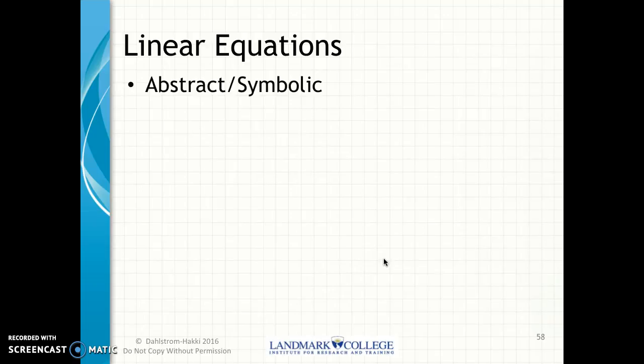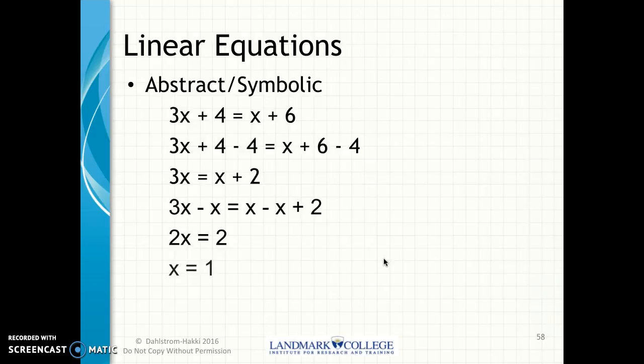And again, that can be bridged to a representational format, and then finally to the fully symbolic format, or straight to the symbolic format once students are comfortable with that representation. So I started with 3x plus 4 equals x plus 6. I subtracted 4 from both sides. That gave me 3x equals x plus 2. I subtracted x from both sides. That gave me 2x is equal to 2. I divided my 2 equally between the 2 x's, and I got x is equal to 1.